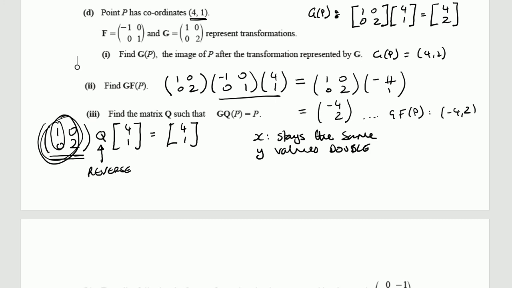So if I wanted to do something which reversed that effect, my y values would have to halve and my x values would stay the same. So in the first column of my Q matrix, I've got 1, 0, x values staying the same, and in the second column I've got 0, 0.5, which halves my y values. And that's the answer to that question. More in the next video.